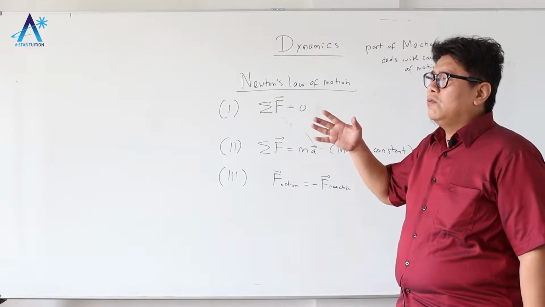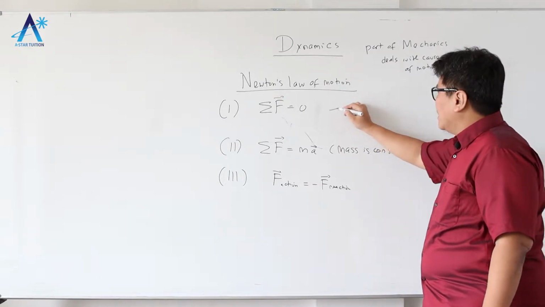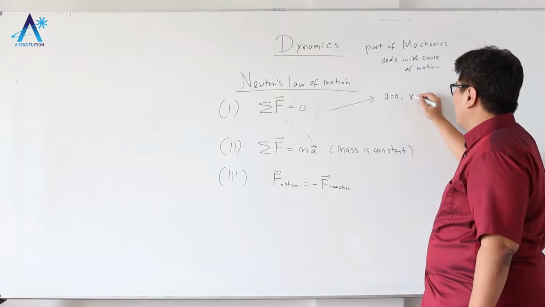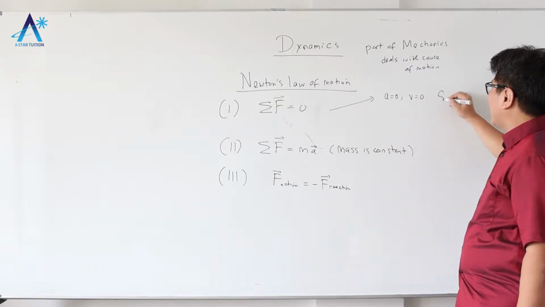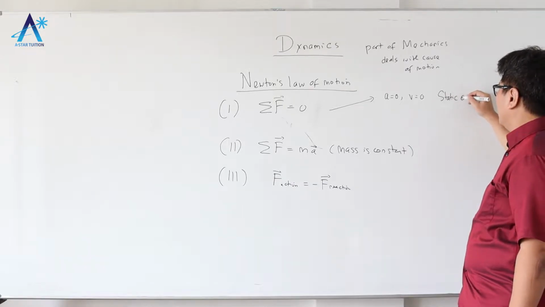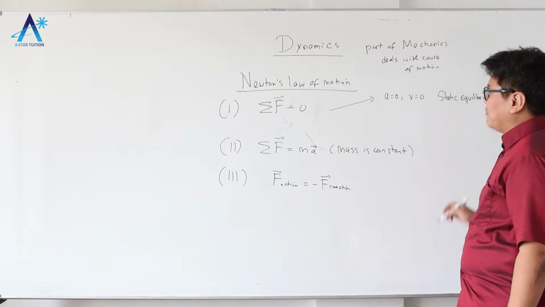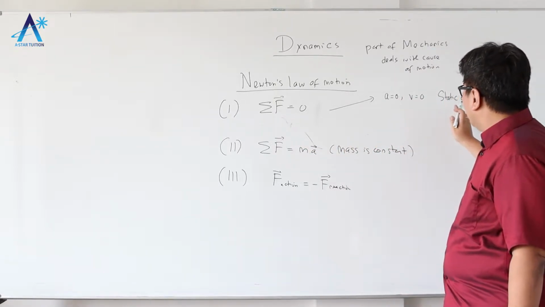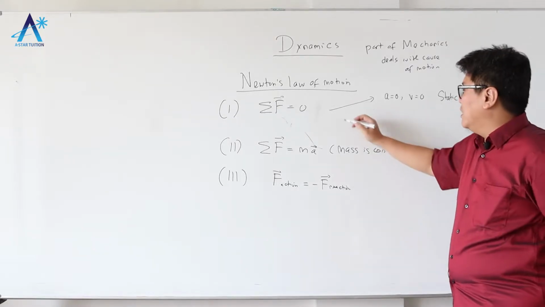With this we actually have 2 distinctions. We say that an object that has acceleration equal to 0 and velocity equal to 0 is in static equilibrium. The resultant force is 0, and the fact that the resultant force is 0 means equilibrium. But it's a static one because the object is at rest, not moving.